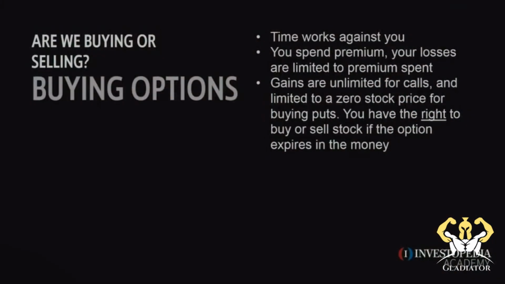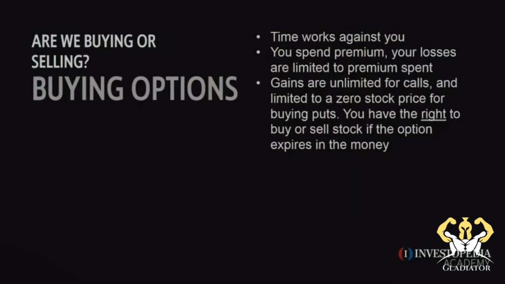Let's talk about puts for a second. Buying puts is giving you the right to sell your stock. The important thing here is that your gains aren't unlimited, but they are limited between the strike and zero. What does that mean? When you buy puts, you have the right to sell stock. So the most you could potentially make is wherever you're going to sell that stock and a zero stock price. A stock can't fall below zero. So it's important to know that when you buy puts, the max that you can make is the difference between the strike and zero, minus the premium that you spend.